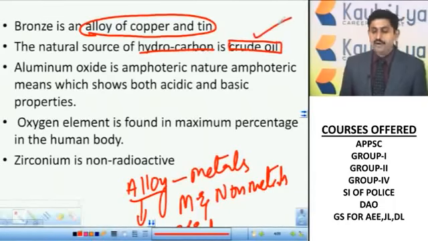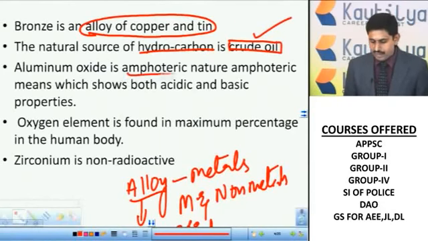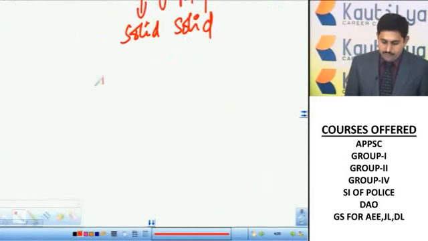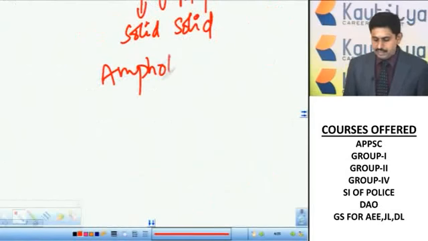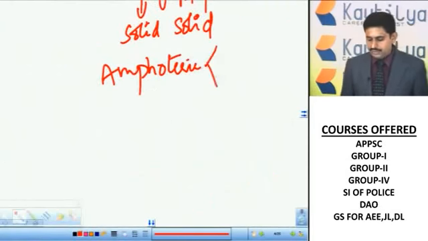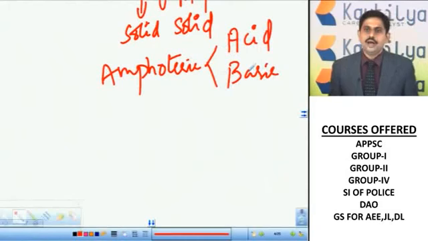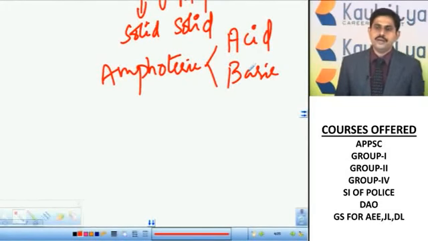Next one, aluminum oxide is amphoteric in nature. Amphoteric means what? Ampho means dual or two. Amphoteric nature means having both acidic property and basic property, both acidic character and basic character. So if any substance, it may be an oxide, a hydroxide or any other substance, is considered amphoteric in nature, that means it has both acidic and basic property.